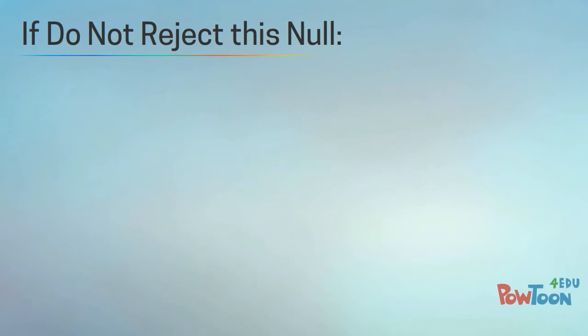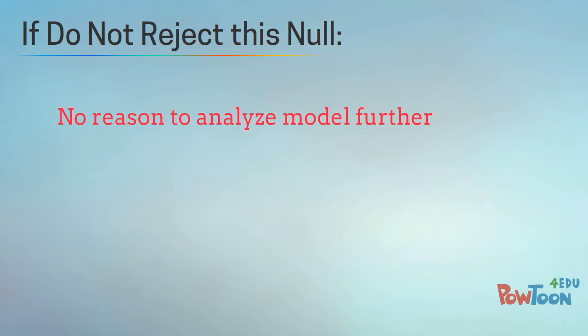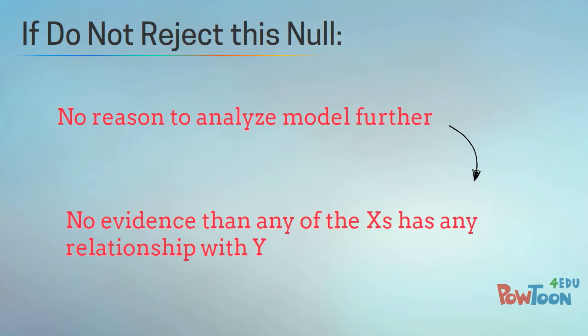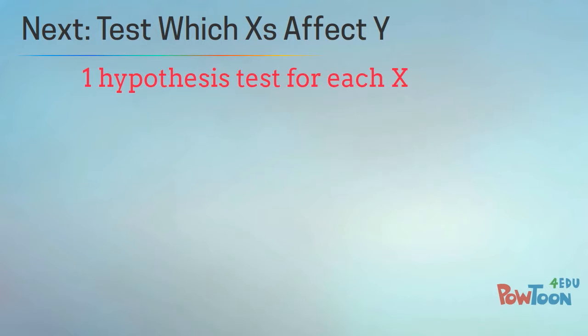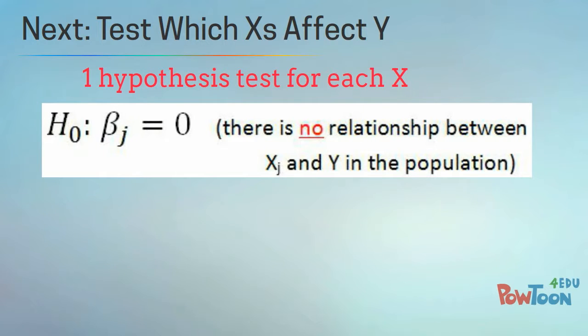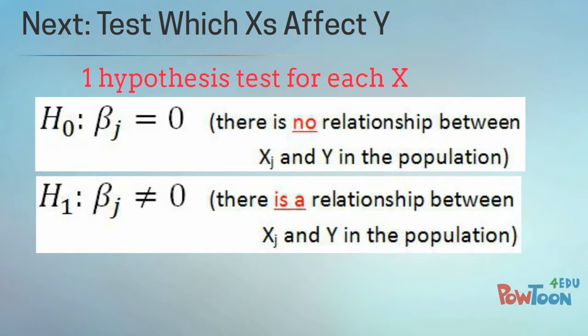Note that if we do not reject this null, there is no reason to analyze this model any further, since there is no evidence that any of the x chosen has any relationship with y. If we do find the f-statistic is significant, we next want to test which of the x's have a significant effect on y. We do one hypothesis test for each x, and as with simple regression, the null of each test is that the particular population coefficient beta j is equal to 0, which would mean there is no relationship between xj and y. The alternative hypothesis is that beta j is not equal to 0, meaning there is a relationship.